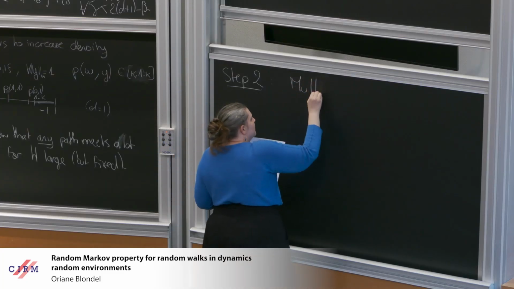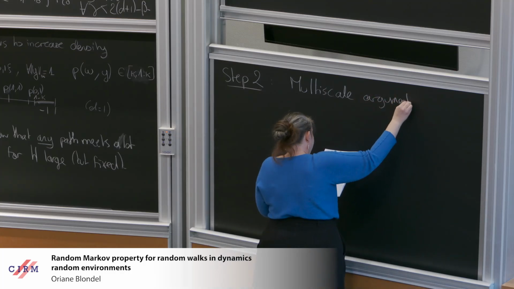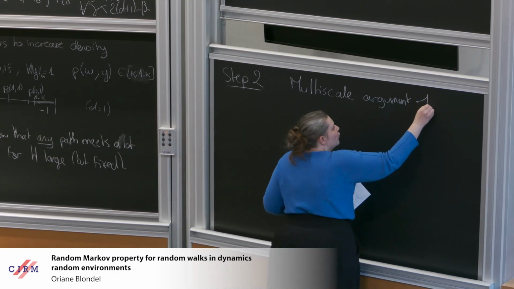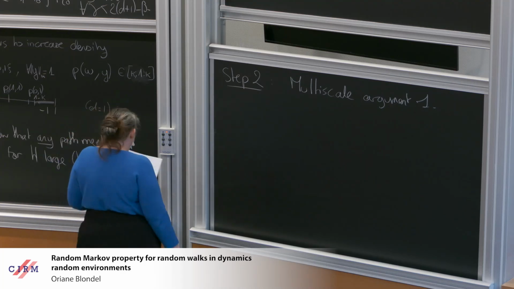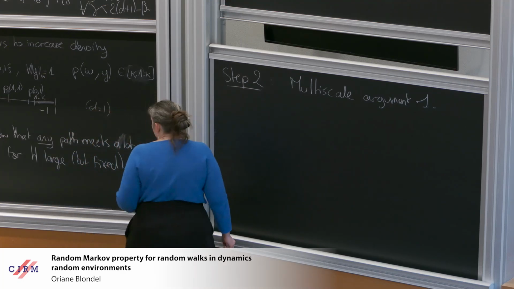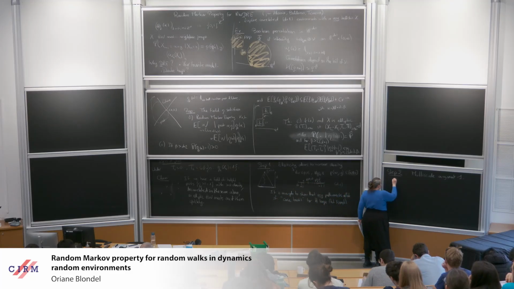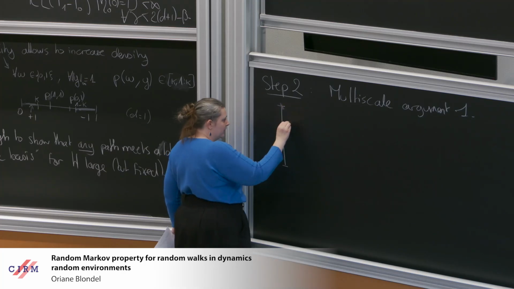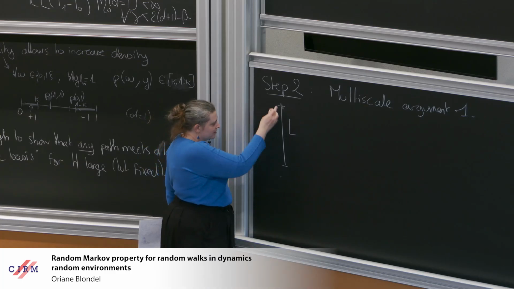And that's a multi-scale argument. Okay, so what we're going to do is first to say, I want to do something simpler. I want to take a big vertical segment of size L, and I want to say that with high probability, somewhere here there is a cross.